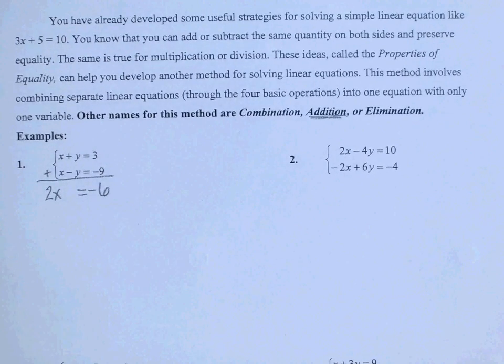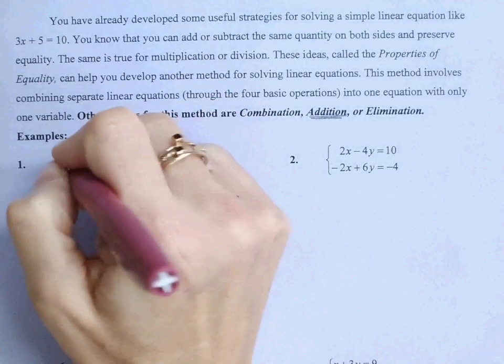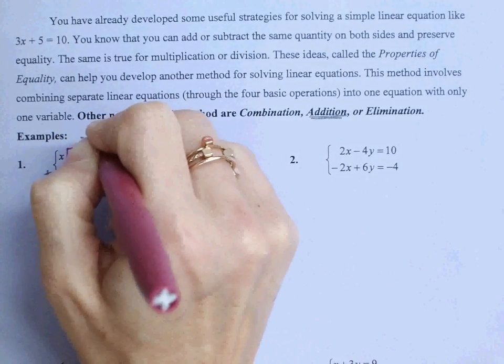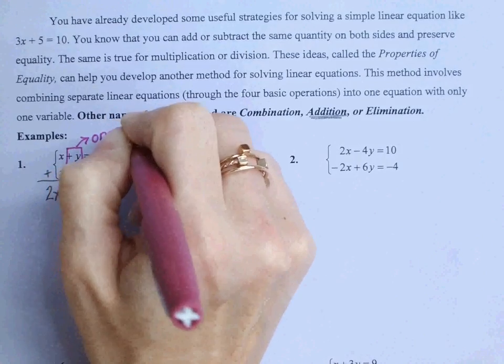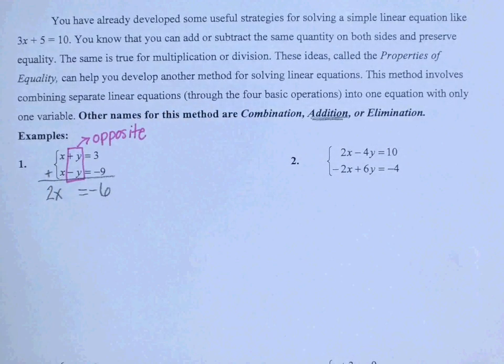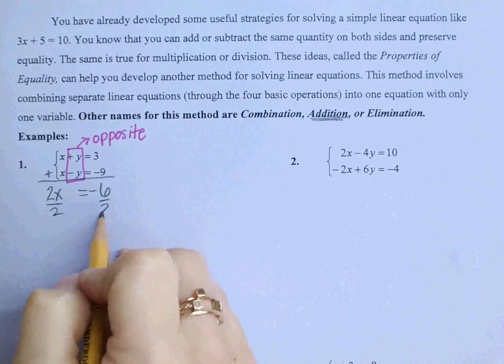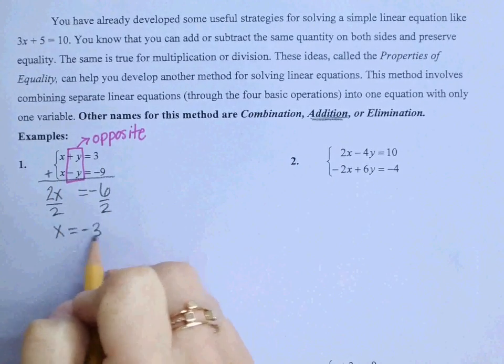Do you guys notice how our y variable is now gone and we can solve for the x variable? That's because we did something called the elimination method. Our goal for the elimination method will be to create opposites. Right here, this is called an opposite. From here we'll go ahead and divide both sides by 2, and I have x is equal to negative 3.